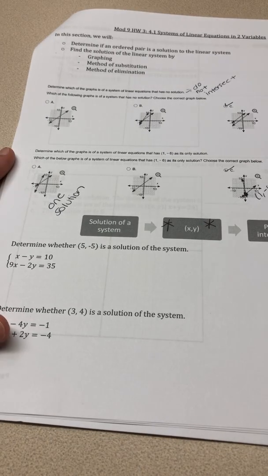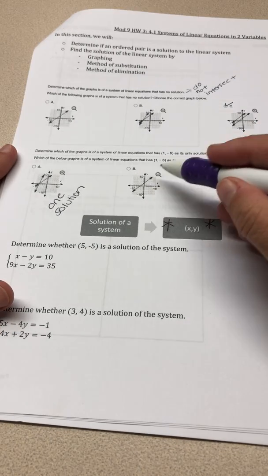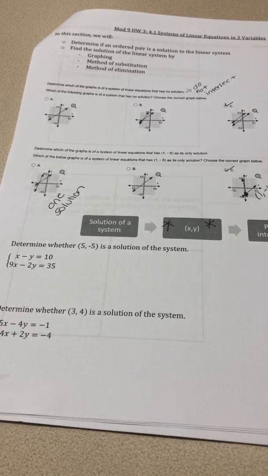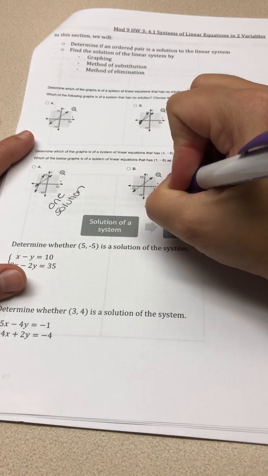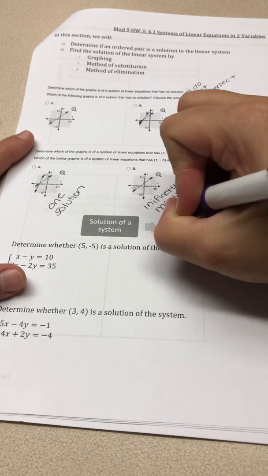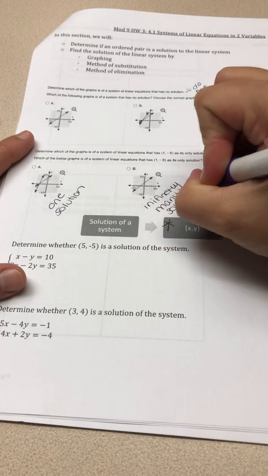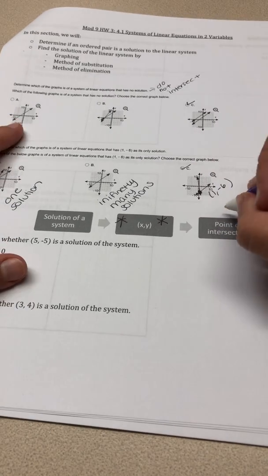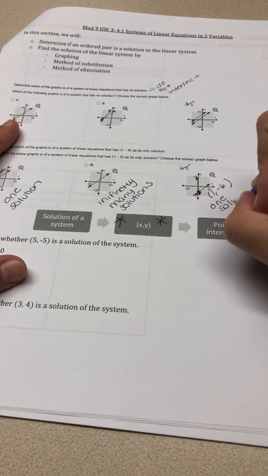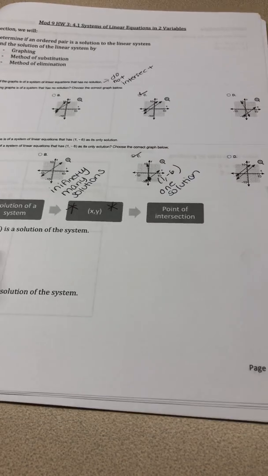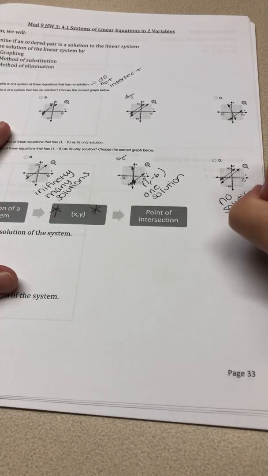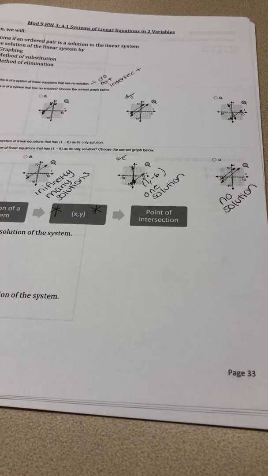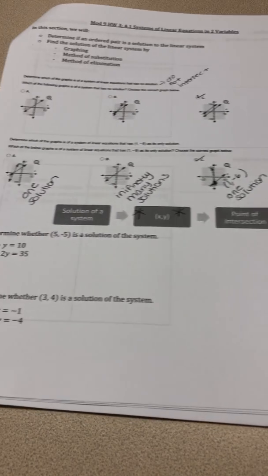These are two lines that overlap each other. Because they overlap each other, every single point on that line is a point of intersection, a point that they have in common. So this one has infinitely many solutions. This one we said intersects at one point, so there's one solution. These two lines are parallel, meaning they never intersect, so there's no solution. So those are our three options: either one solution, no solutions, or infinitely many solutions.